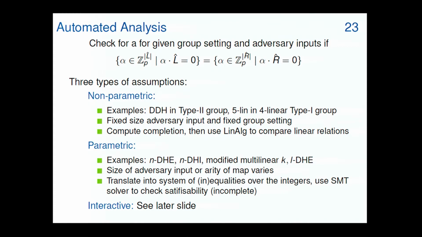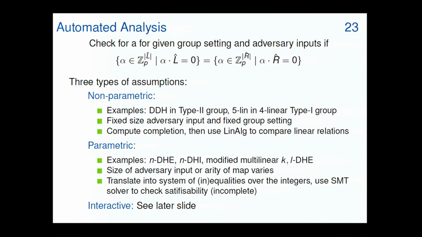But if this condition is not satisfied, so for example, now we go to the second type, the parametric assumptions. And here we might have Q-type assumptions, or we might have assumptions where the arity of the n-linear map is variable, for example.